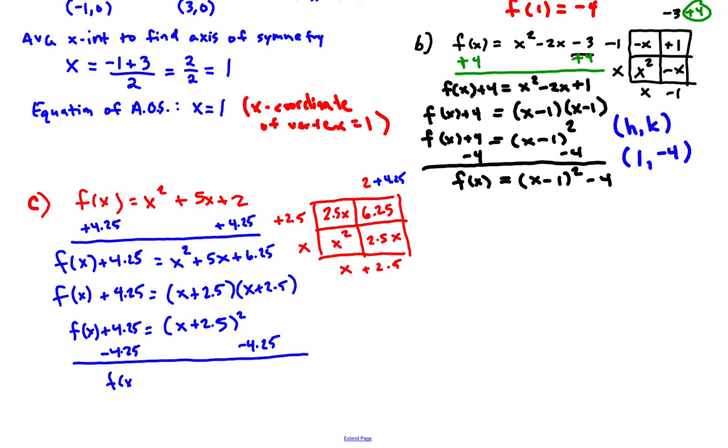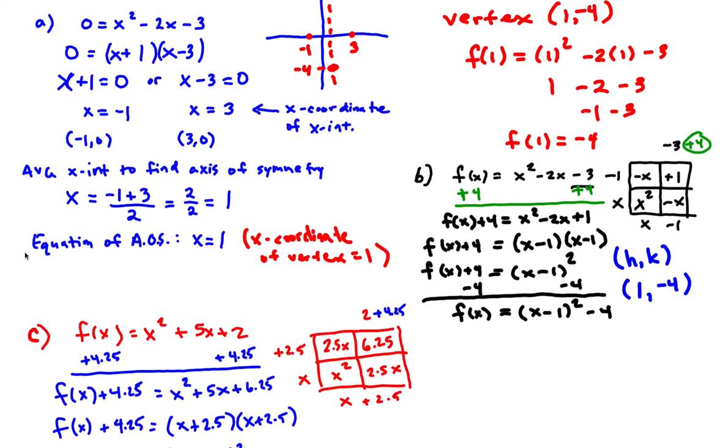So f of x equals x plus 2.5 squared minus 4.25. So our vertex ends up being negative 2.5. Remember, it's the opposite of what we're seeing in here, and negative 4.25. That is our vertex. That is part C.